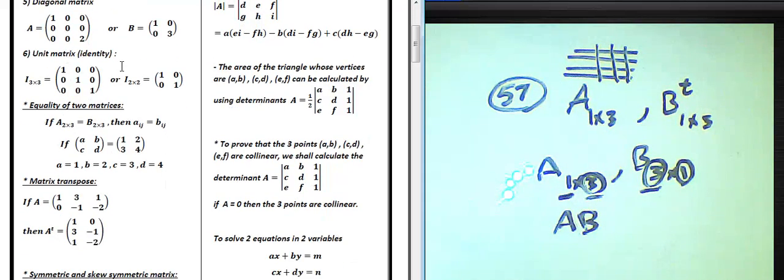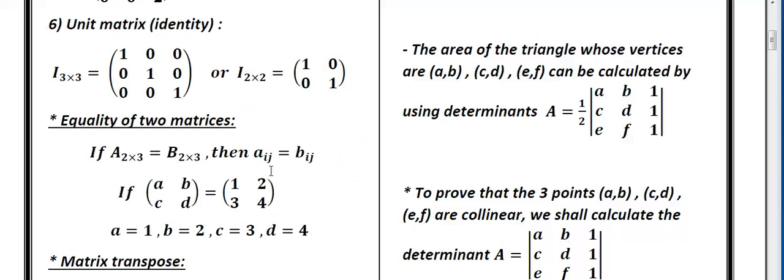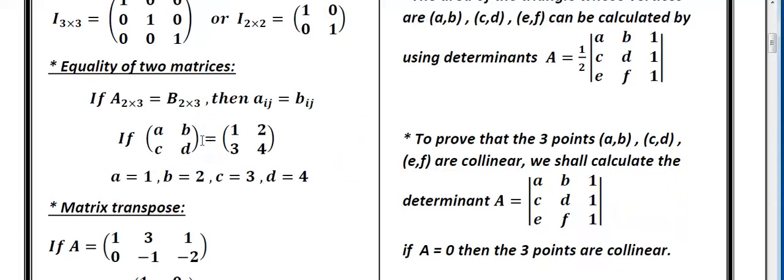Unit matrix, identity, what does it mean? The diagonal here equals 1. All the diagonal entries are 1. We call it the identity matrix. And equality of two matrices: if A is 2 by 3 and equals matrix B, 2 by 3, then a_ij equals b_ij. Okay, it's equality of matrix to matrix.